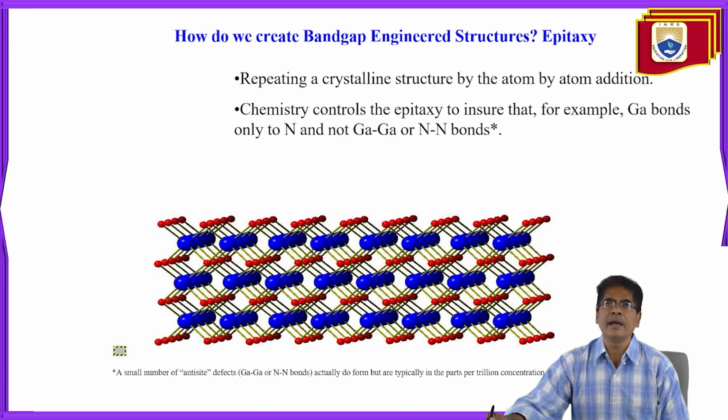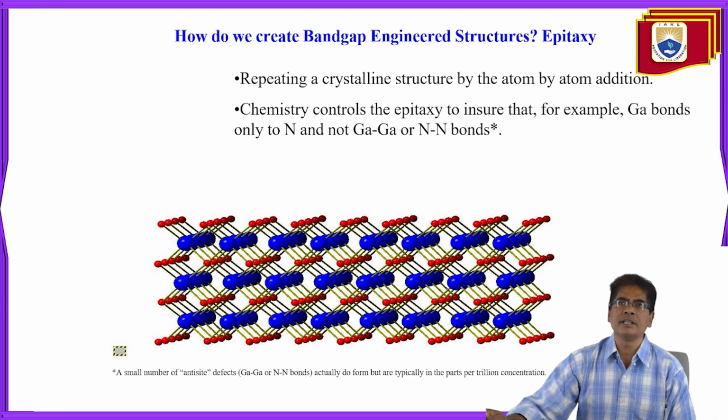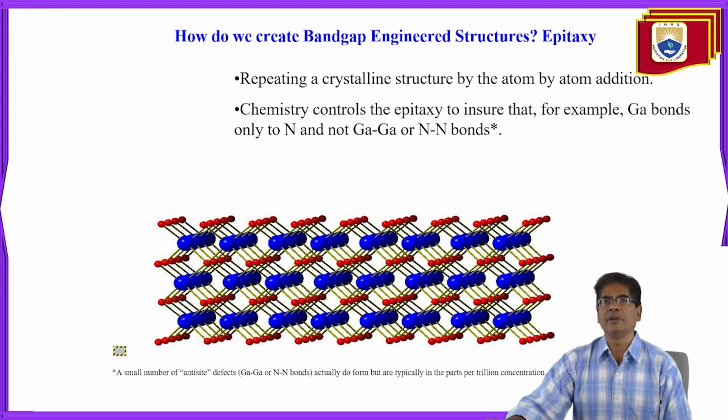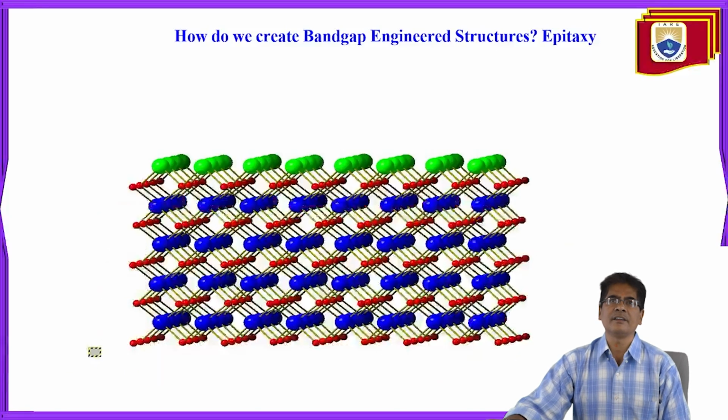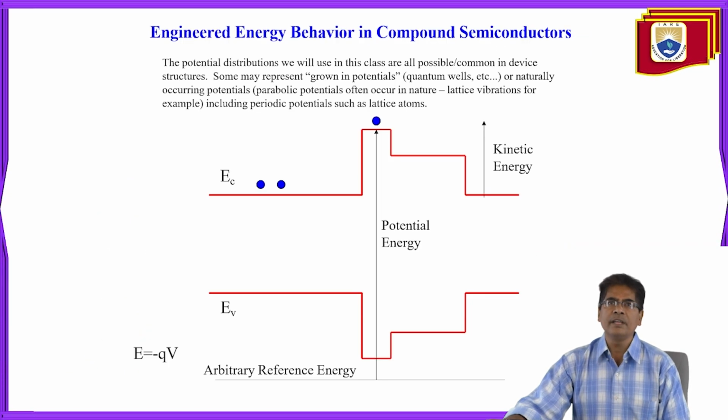So how do we create band gap engineered structures? Repeating a crystalline structure by atom addition, chemistry controls epitaxy to ensure that, for example, gallium bonds only to nitrogen and not Ga-Ga or N-N bonds. So this is how we can form the epitaxy layers, right? So this is the energy engineered behavior in compound semiconductors.